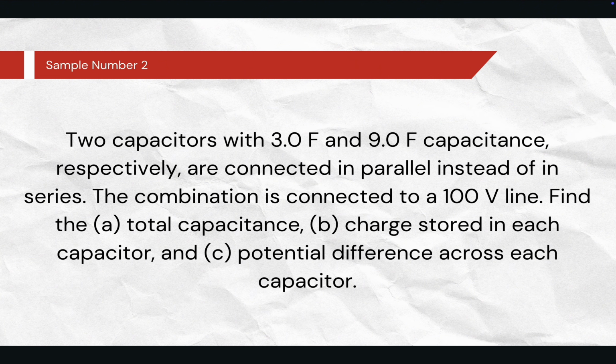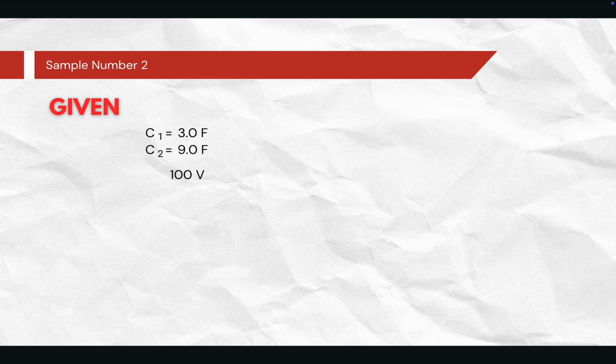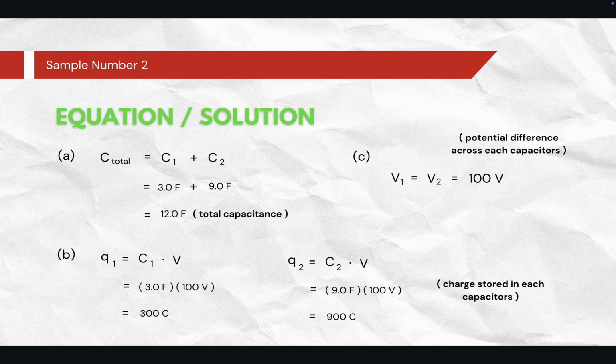Then, next sample. 3.0 F, hindi na natin need mabasahin. Yung mga given na lang na numbers yung babasahin natin. 3.0 F, 9.0 F, and 100 volts. Same lang din sila ng need na kunin. So, given and unknown. Equation is, total capacitance ng parallel is pag-add din lang natin yung capacitor number 1 and capacitor number 2, which is yung 3.0 F plus 9.0 F is 12.0 F. So, yan na yung total capacitance ng parallel.